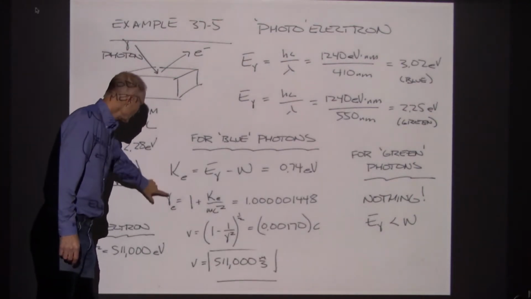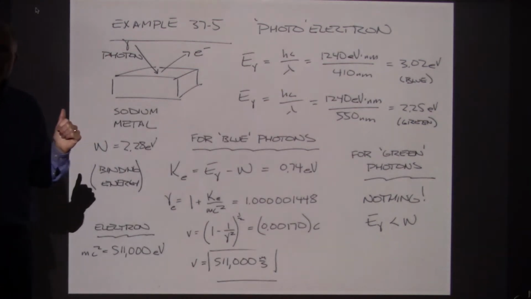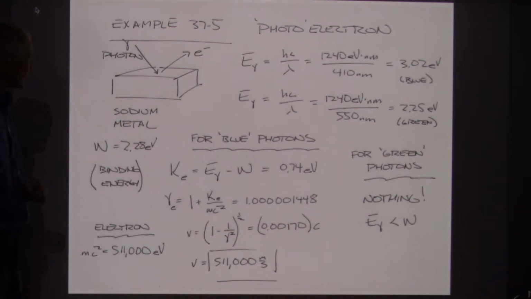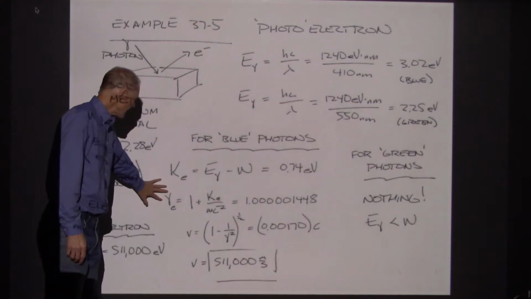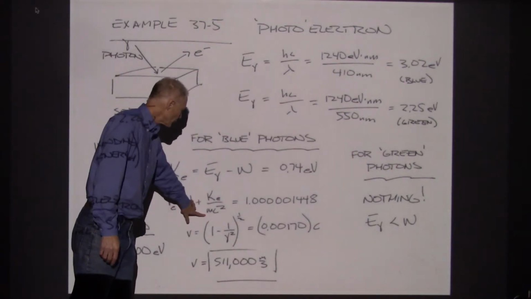I can take the kinetic energy and solve for gamma. So using what we learned back in chapter 36, special relativity, what we could do is solve for the gamma factor for those electrons at 1 plus kinetic energy over mc squared.